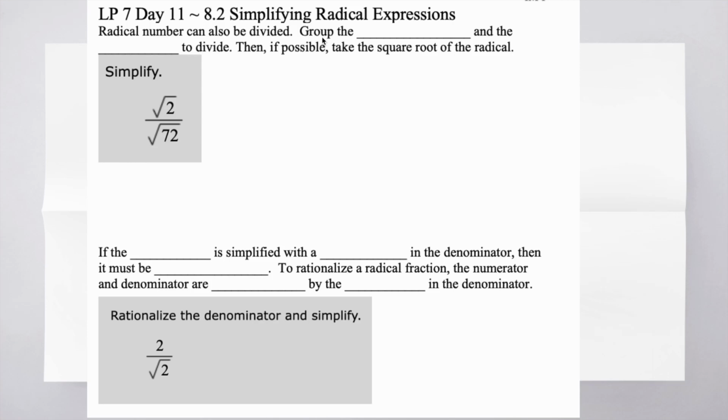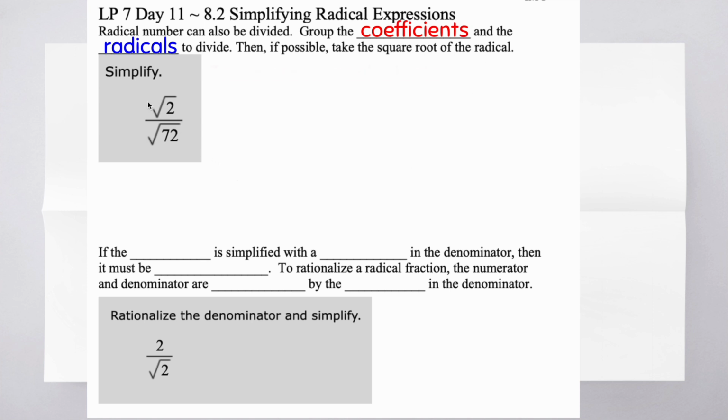Okay, so this is another section to simplifying radical expressions. Radical numbers can also be divided. We looked at multiplying them in the last video. You group the coefficients just like you did with the multiplication, and then you also group the radicals so that you can divide. So you separate the two if you have them, and then you divide the pieces. If possible after that, you would take the square root of the radical that resulted from the division.